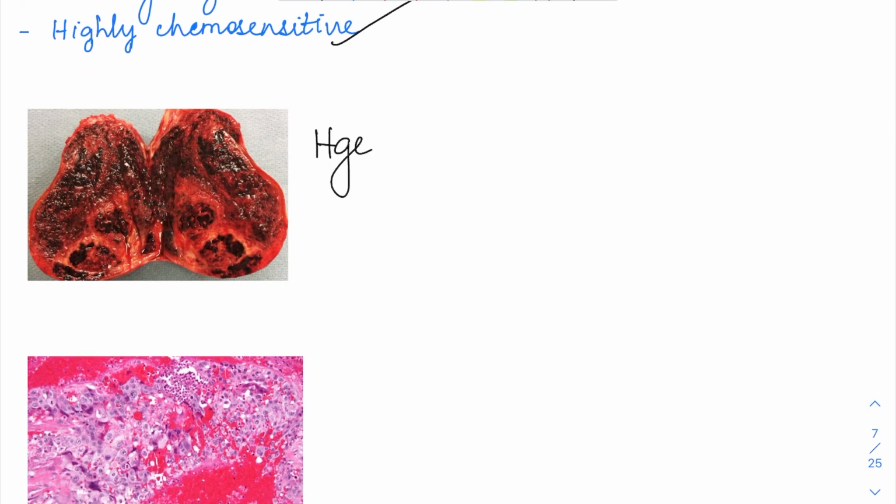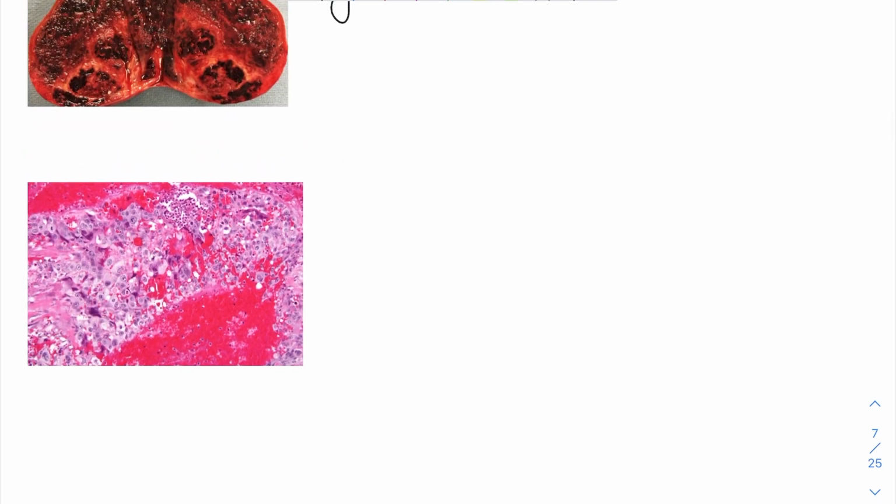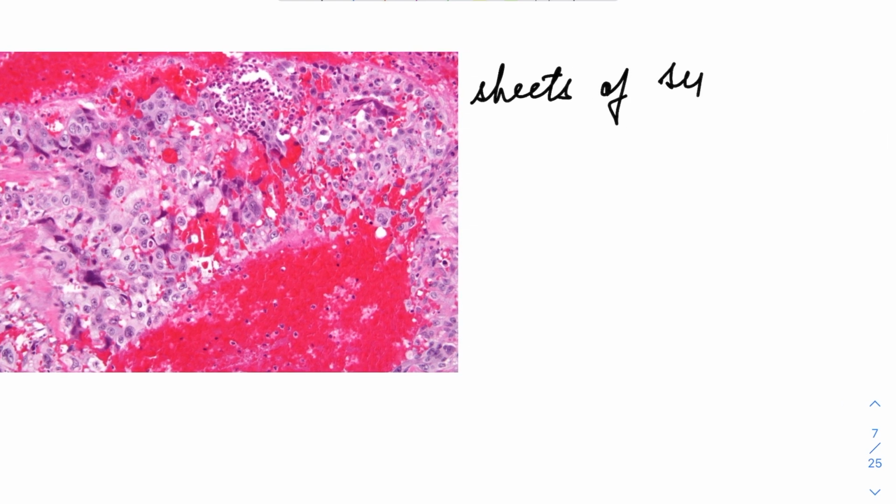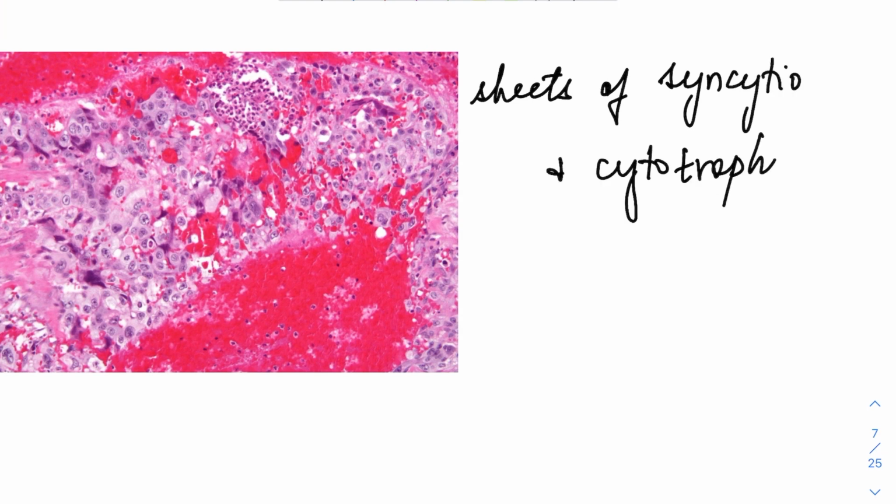So gross image again in this tumor, like in embryonal carcinoma, grossly you can have lots of hemorrhage and necrosis. So entirely the tumor is going to be hemorrhagic and necrotic. Hardly you will be able to see some kind of viable tumor. And on the viable areas on microscopy, if you see, there are going to be sheets of trophoblastic cells. So sheets of both syncytiotrophoblasts and also cytotrophoblasts will be present.